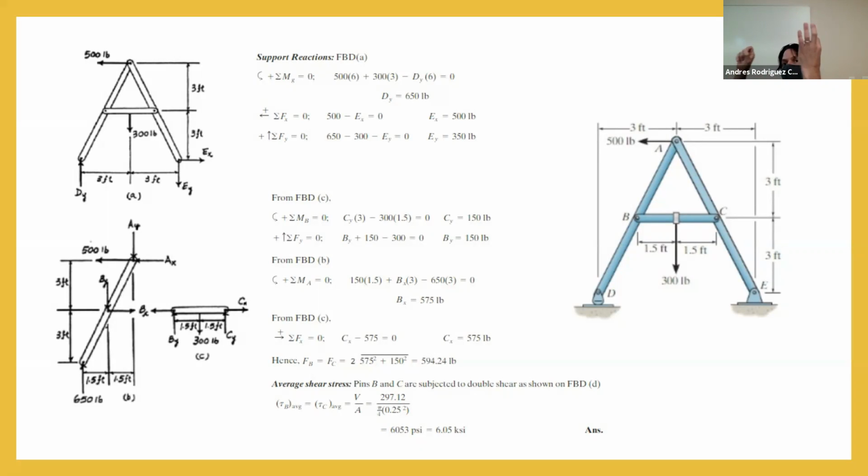We are going to have two cross-section areas working in the pin, because you are not crossing the pin directly, you are crossing the pin in two areas, in two sections. So the shear is going to be divided by 2. In this case, is this value that we already have. And the area of the pin, of the cross-section of the pin, that is going to be in here. Solving this equation, we are going to obtain that the shear stress is going to be equal to 6.05 KSI. Is that clear? Do you have any question about this?